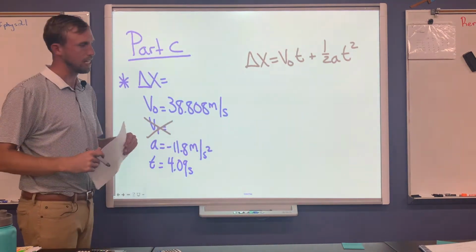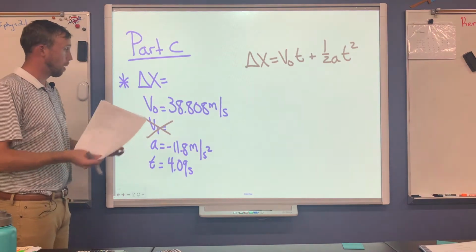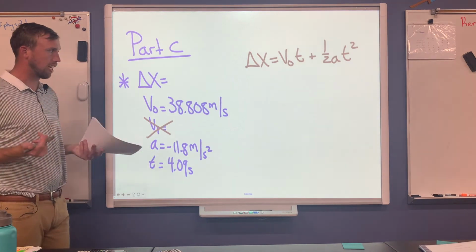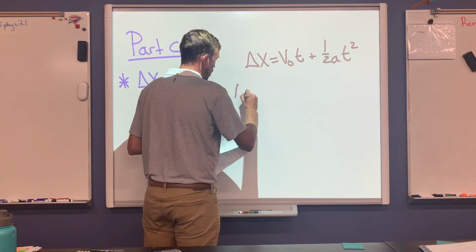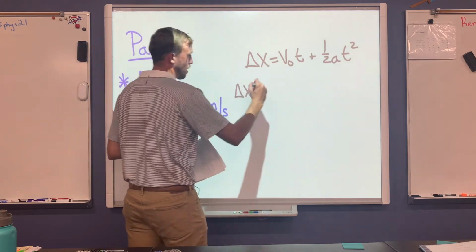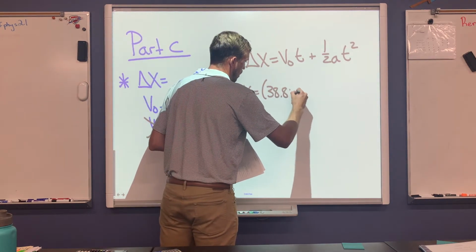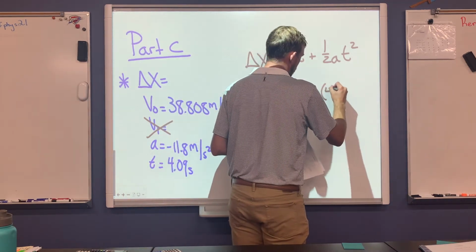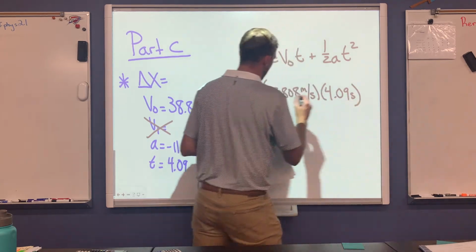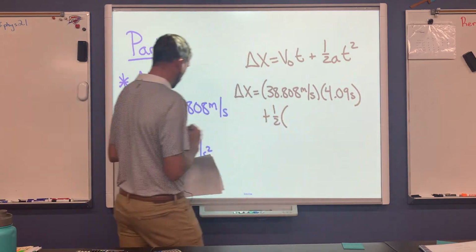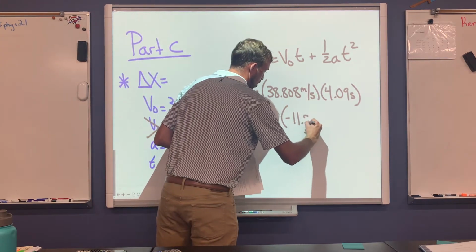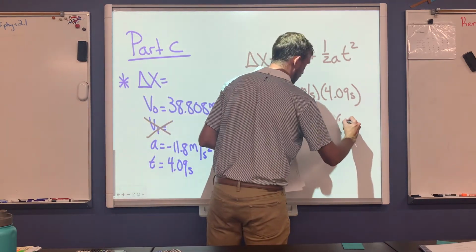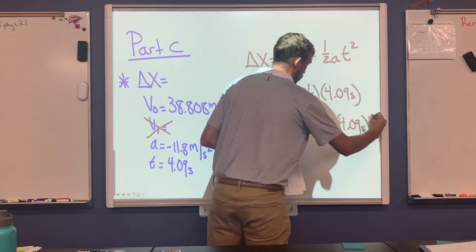And so hopefully this gives us a pretty good idea as to where to go. And now it's a matter of plugging in the variables that we have and solving for delta x. So I should be able to do that. I can't really cancel anything out to 0, so I'll just have to do all the math here. So delta x is initial velocity times time, so 38.808 meters per second, multiplied by, looks like 4.09 seconds, plus 1/2, our acceleration is negative 11.8 meters per second squared, multiplied by, again, 4.09 seconds, and our time value is squared.